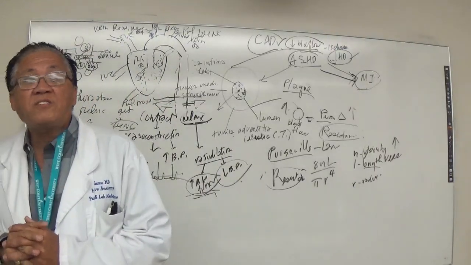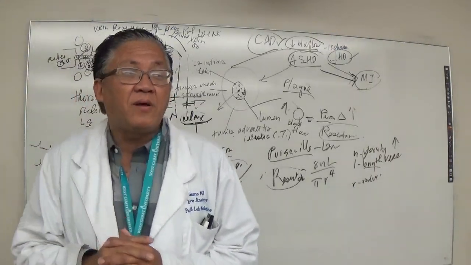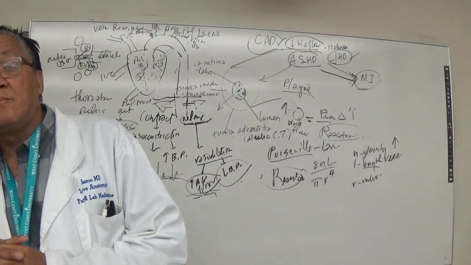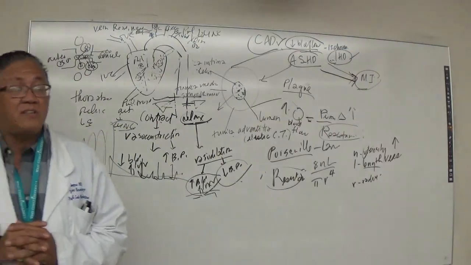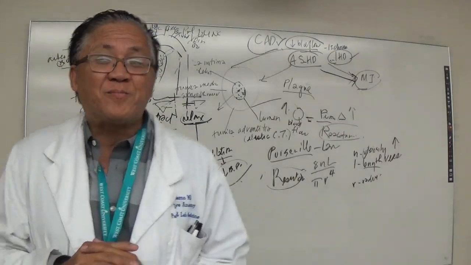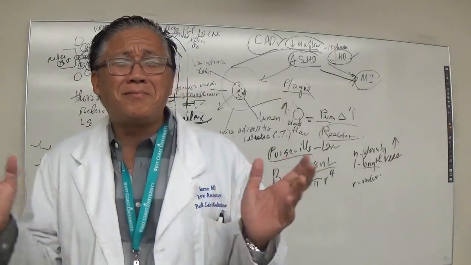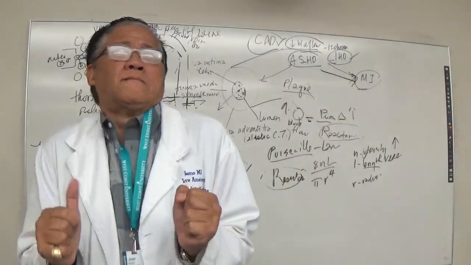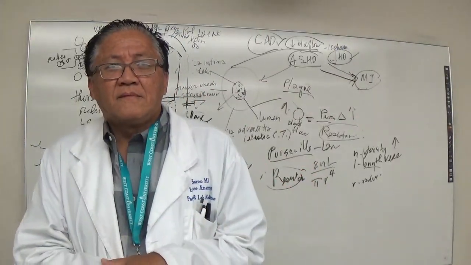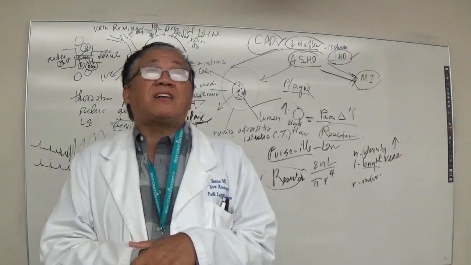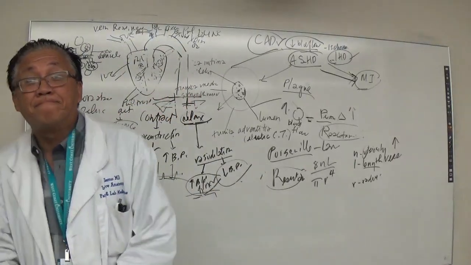Okay? Now, what's the difference between DVT and thrombophlebitis? What does DVT mean? Deep vein thrombosis. And what does deep vein thrombosis involve? The deep veins or superficial veins? Don't you love anatomy? Deep vein thrombosis, therefore, means the clot is in the deeper veins of the leg.